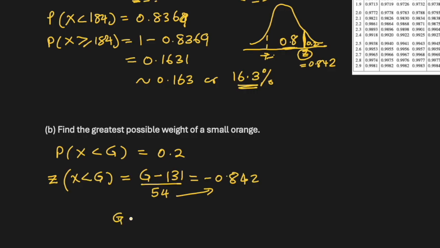G equal to, let's bring 131 also to the other side. 131 will not multiply with 54, only this will multiply. So this will be minus 0.842 times 54. I hope you understand this. This 131 came, but nothing happened to it because 54 first multiplies with this, and then 131 is added because you're subtracting here. And what I'm getting here is 85.5 grams. That makes very much sense. Yes, it is 85 grams here. That is the greatest weight of a small orange.